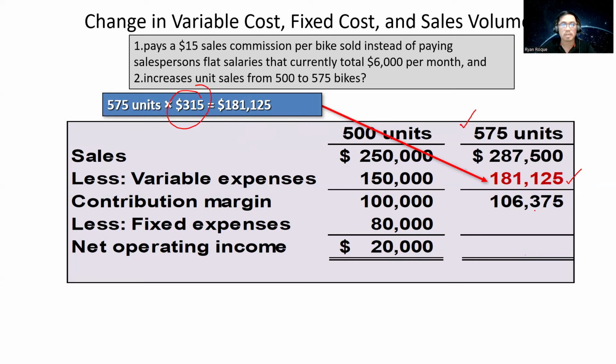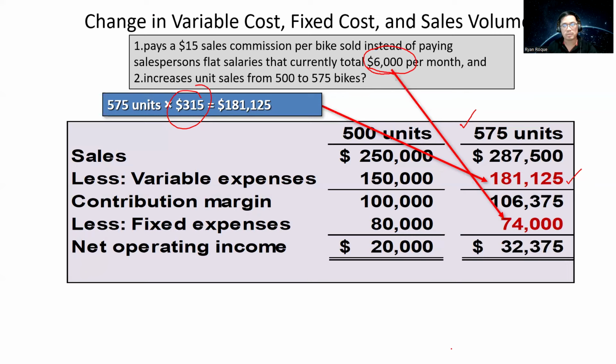Now we have a contribution margin of 106,375. How about the fixed expenses? Remember, we will replace the fixed expenses with the variable ones. Therefore, the fixed expenses would be reduced. So what would be your new fixed cost? That would be 74,000. And with that, the new operating income would be 32,375.